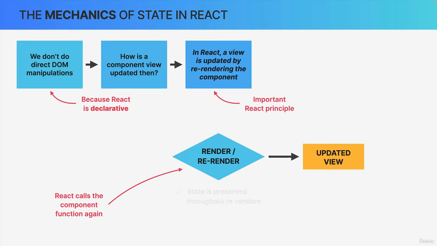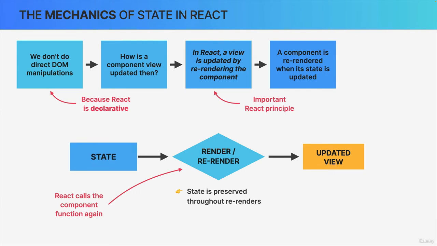Now, React preserves the component state throughout re-renders. And so even though a component can be rendered and re-rendered time and time again, the state will not be reset unless the component disappears from the UI entirely, which is what we call unmounting. Now, speaking of state, it is when state is updated that a component is automatically re-rendered.